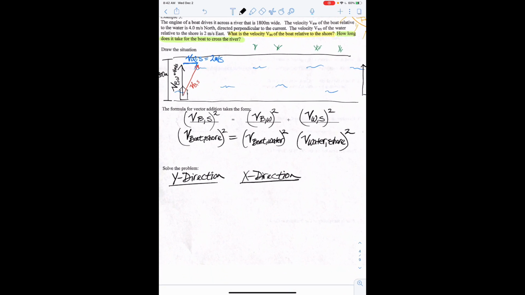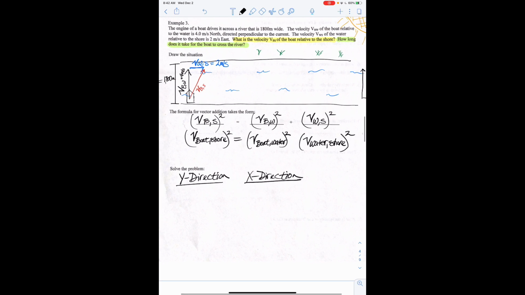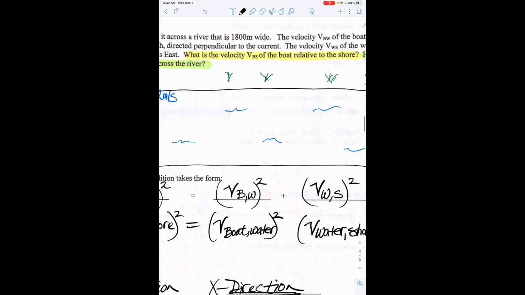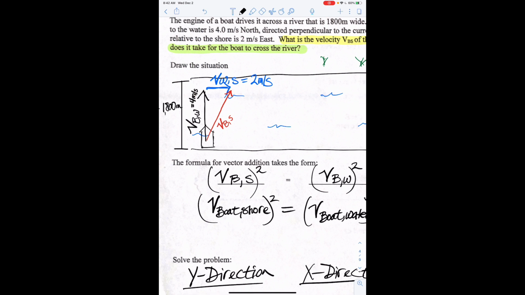I think we could answer the velocity boat relative to the shore part. I think we could answer this yellow question right away using Pythagorean theorem. I'm not denying that, right? We have a right triangle right here. We know two sides. We know the 4. We know the 2. We could get VBS, right? That's easy. We'll do that in a second here.